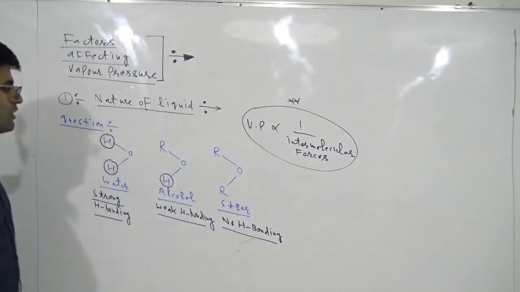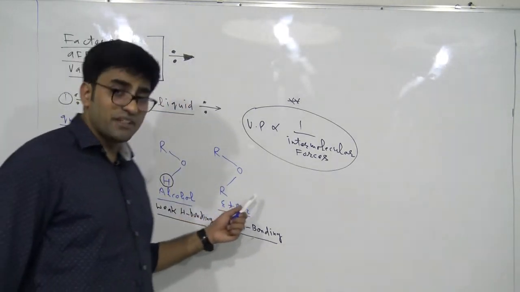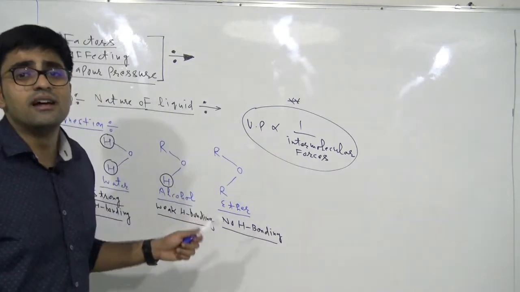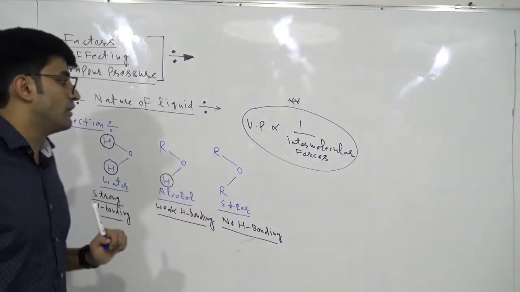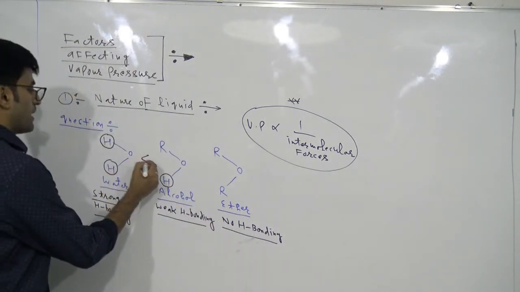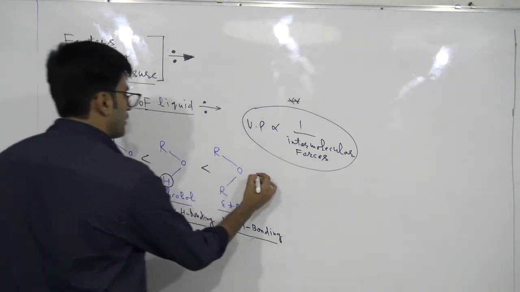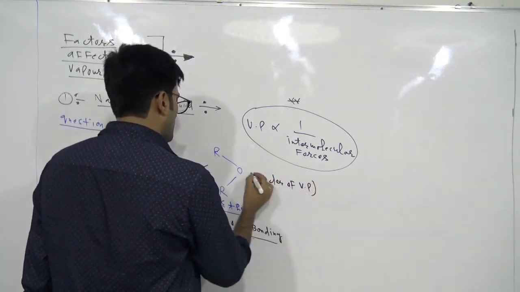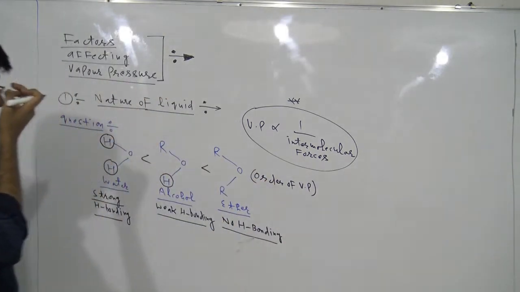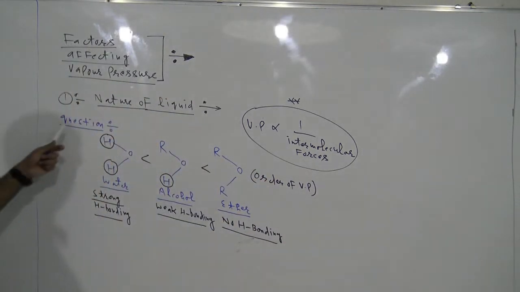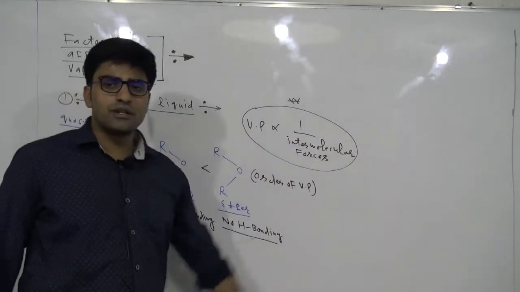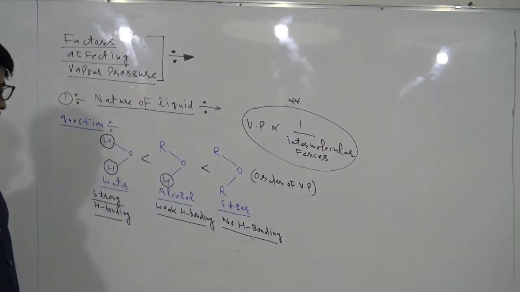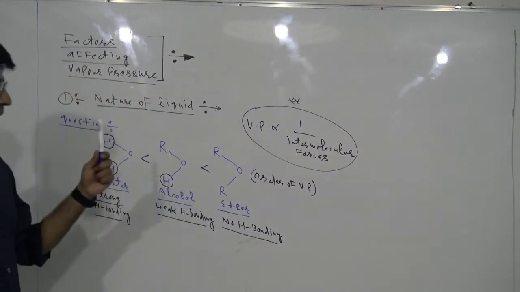Clear? So the intermolecular forces are least in case of ether, because in case of ether there is no hydrogen bonding. So if I want to compare the order of vapor pressure, then this will be the order of vapor pressure. Okay, so I hope now you can relate vapor pressure to the intermolecular forces. That's why ether will have maximum vapor pressure.